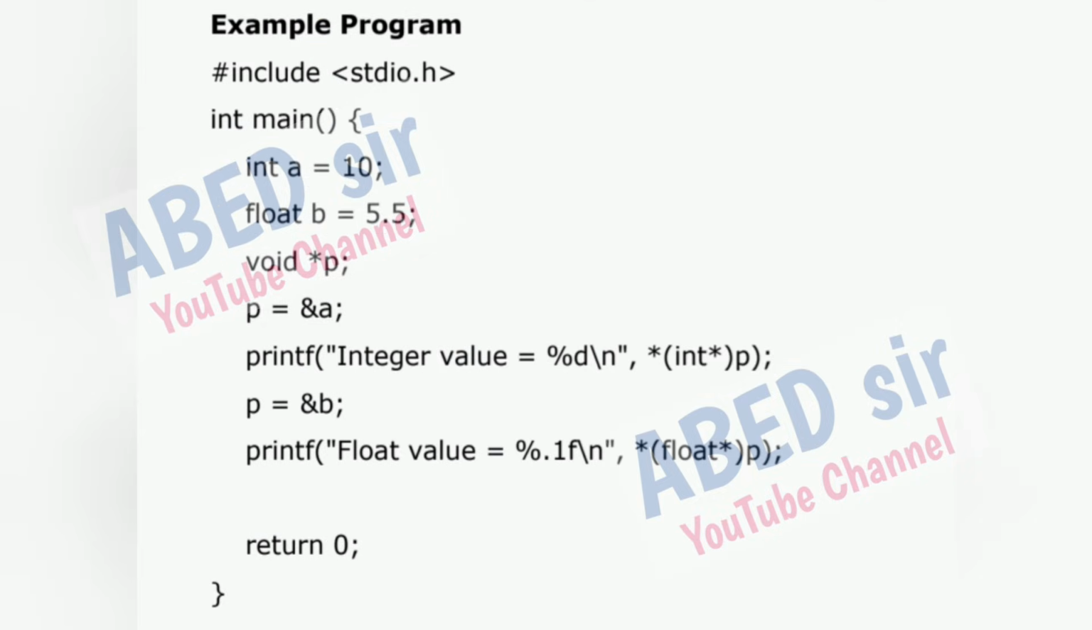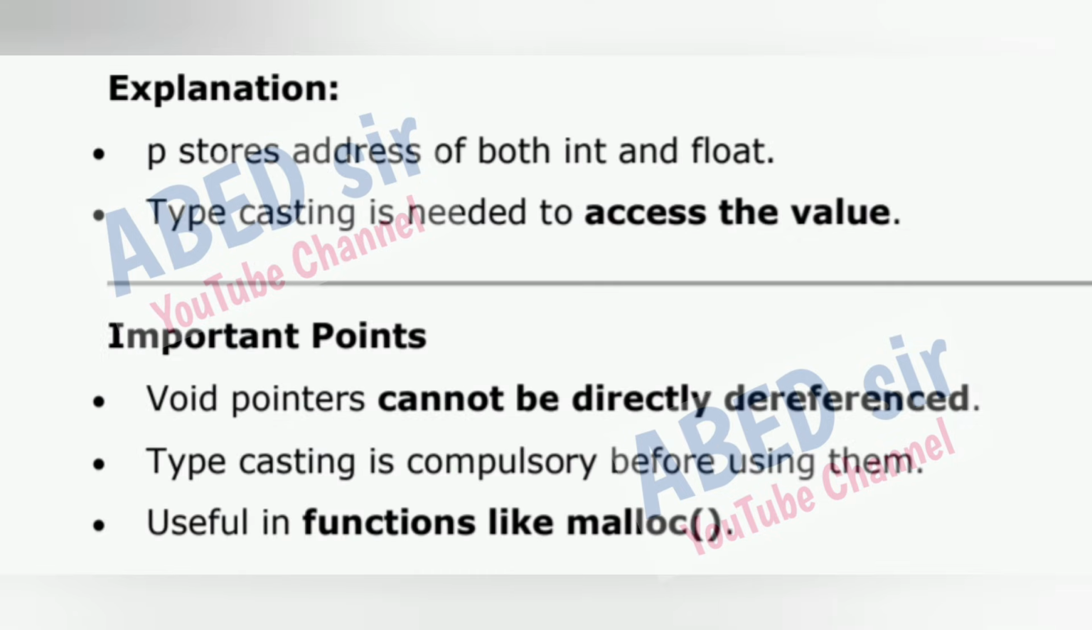Example program. #include <stdio.h>. int main. int a = 10. float b = 5.5. void *p. p = &a. printf("integer value = %d\n", *(int *)p). p = &b. printf("float value = %.1f\n", *(float *)p). return 0. Explanation: p stores address of both int and float.